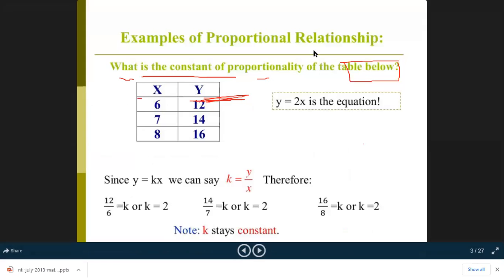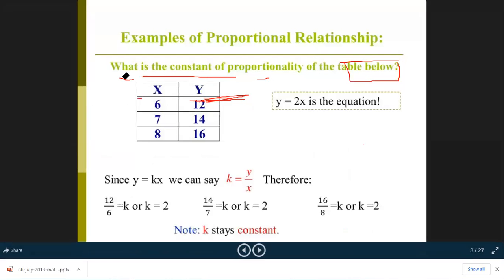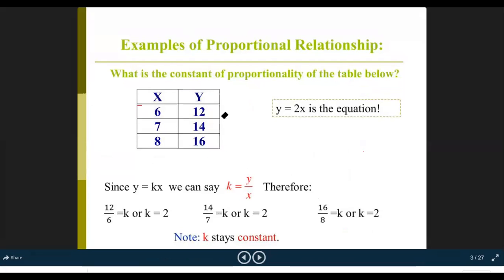Let me explain an example to help you understand what we said. In this question, what is the constant of proportionality of the table below? Look at the values of x: 6, 7, 8. What do you notice? It increases, right? 6, 7, 8, it increases.